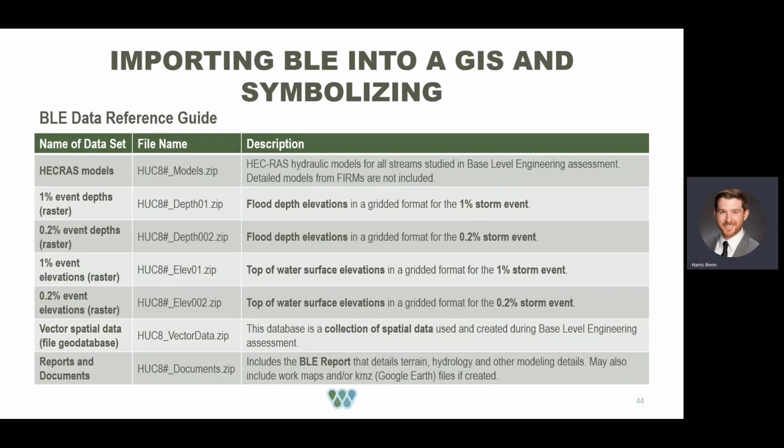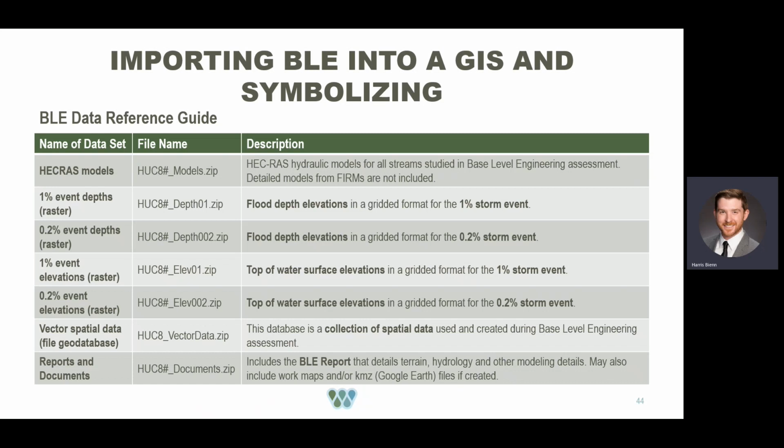Let's do a quick review of the data contents. The HEC-RAS archive includes the hydraulic models for all streams studied in the base level engineering assessment. Event depths and event elevations are downloaded as raster features in a zipped geodatabase. The 1% event depths archive details flood depth elevations for a 100-year flood event. The 0.2% event depths archive includes flood depth elevations for a 500-year flood event.